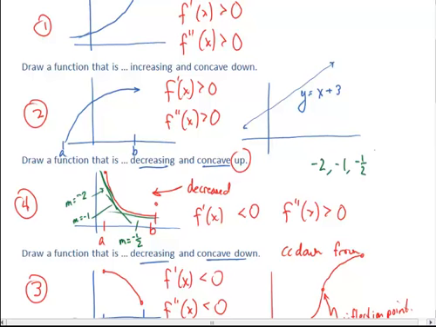And clearly you could see that the slope values are increasing. If the derivative is increasing, then that indicates that the second derivative has got to be positive.